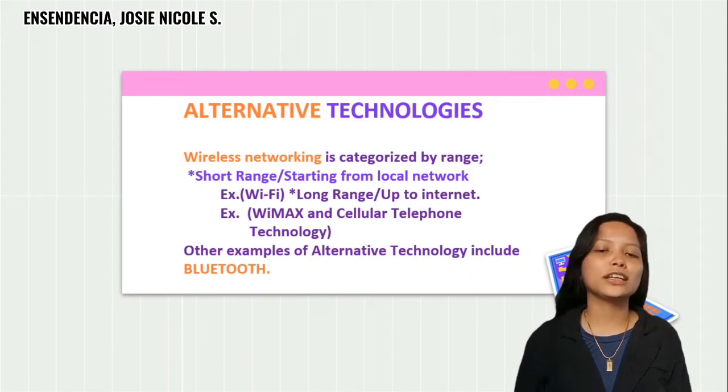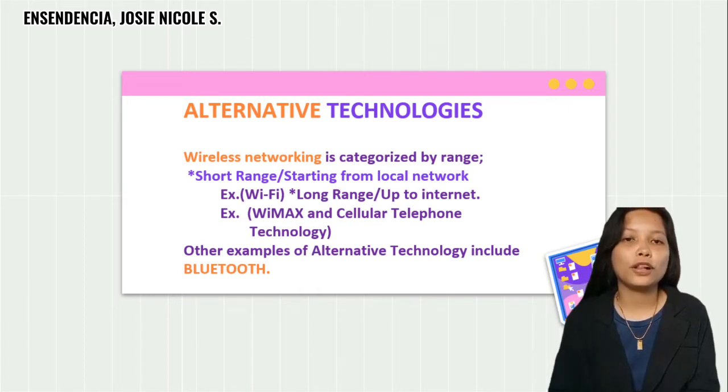Wireless networking is categorized by range: short range and long range. Short range starts from local network. An example of this is wireless Ethernet, commonly known as Wi-Fi. On the other hand, long range, or up to Internet, includes WiMAX or cellular technology. Other examples of alternative technology include Bluetooth. Bluetooth is an example of a generally accepted standard.